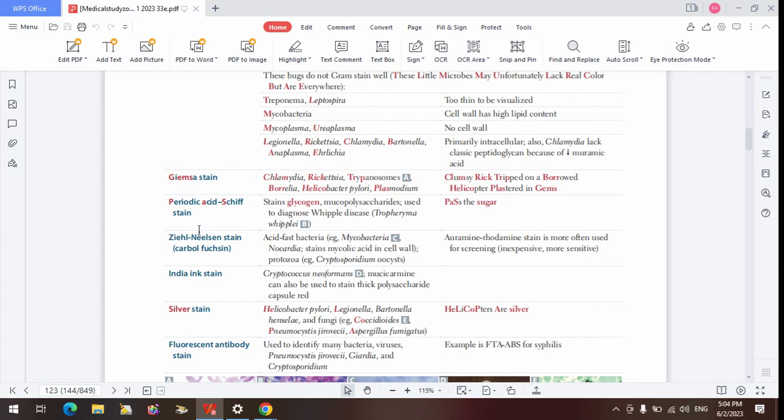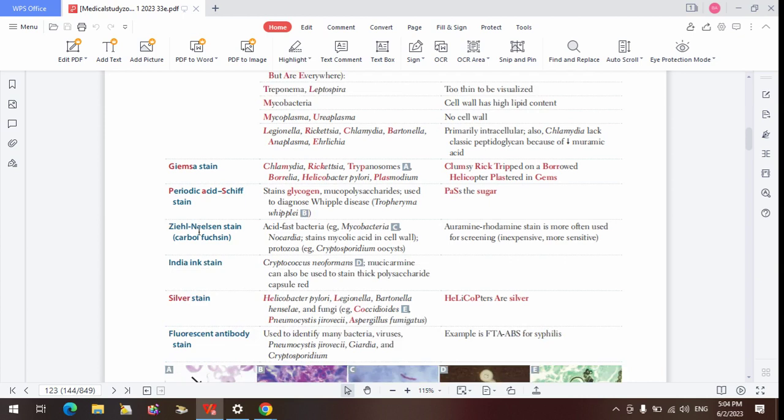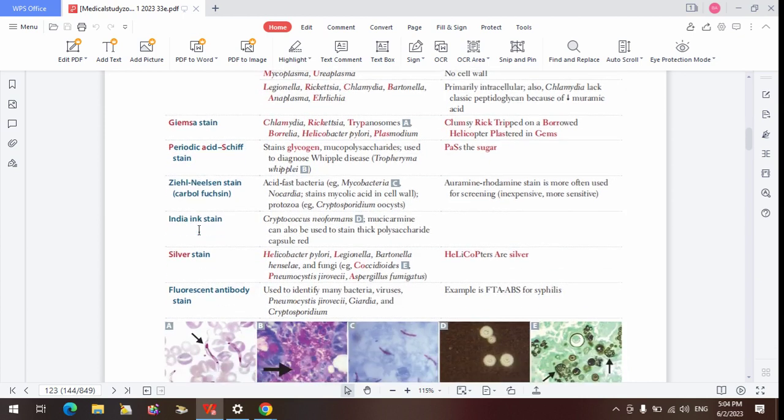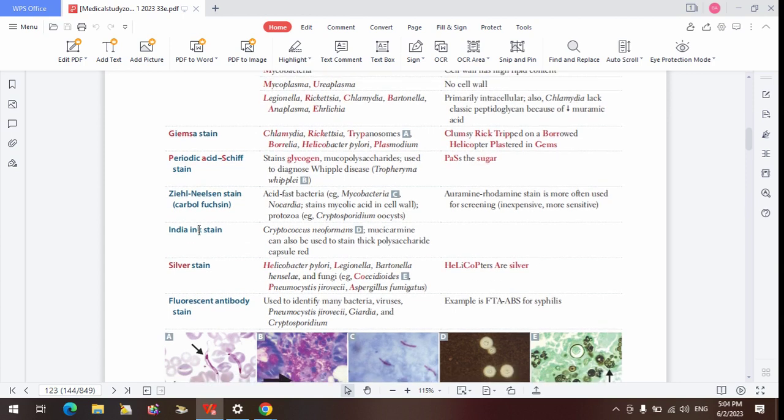If I ask how Whipple's disease presents, can we remember? They have diarrhea, steatorrhea, abdominal pain, malabsorption syndrome, cramps. Then it can affect the heart and the joints. That's it. Can affect the heart, can affect the joints.